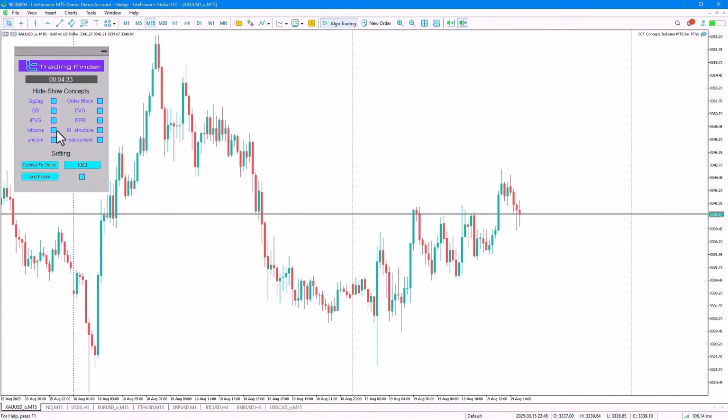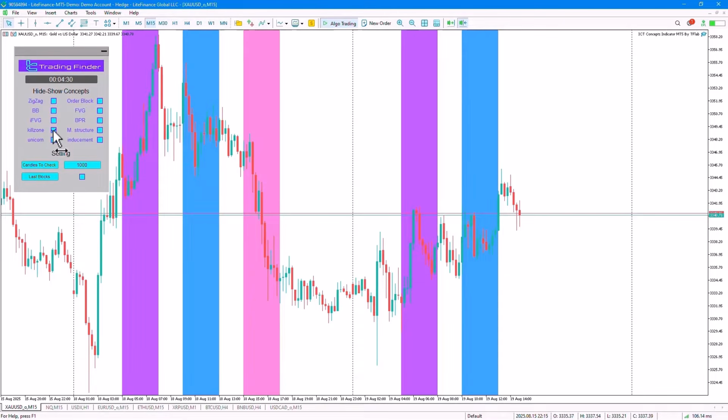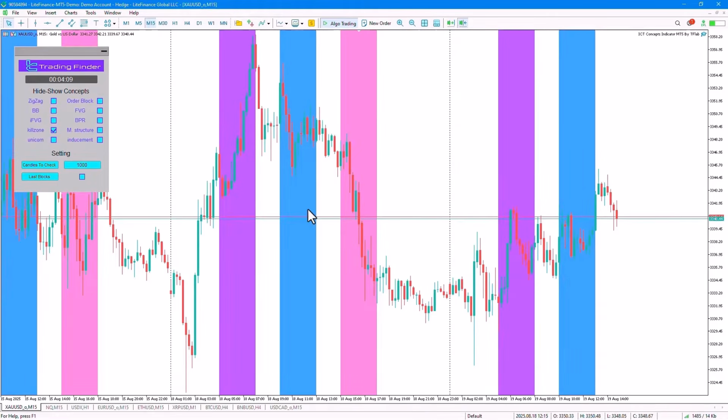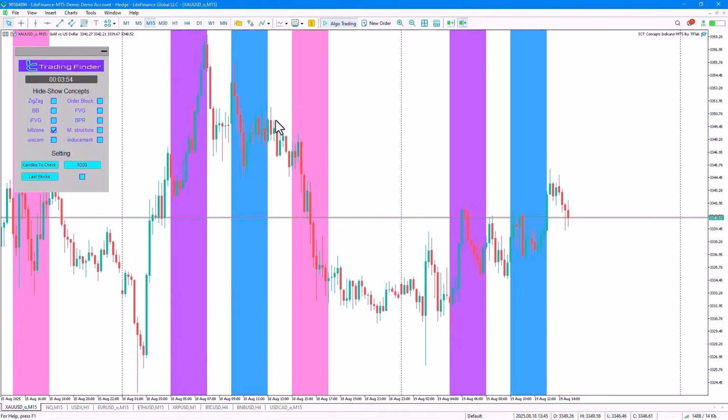The next mode is the kill zone mode. By activating this mode, the expert starts to display the golden hours of London and New York, during which liquidity reaches its peak. These periods are the hours when banks and major institutions become active and heavy liquidity enters the market. Usually, the best opportunities occur during the London kill zone and the New York kill zone, which we can take advantage of.